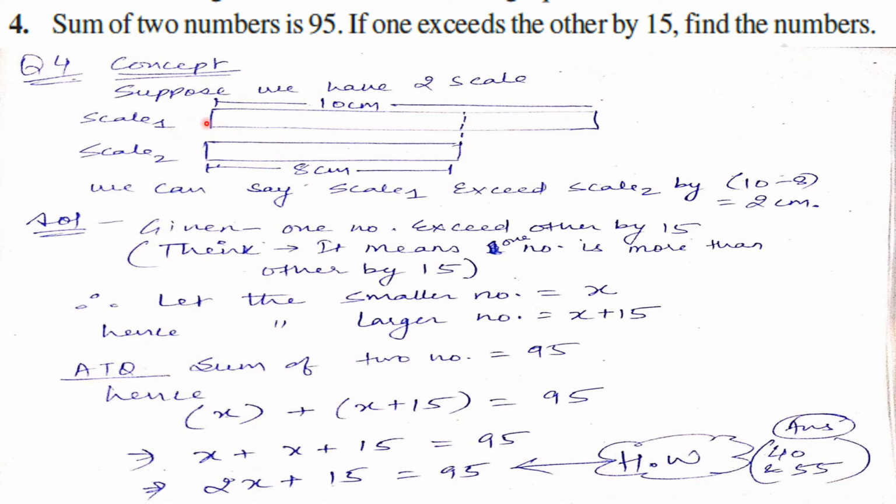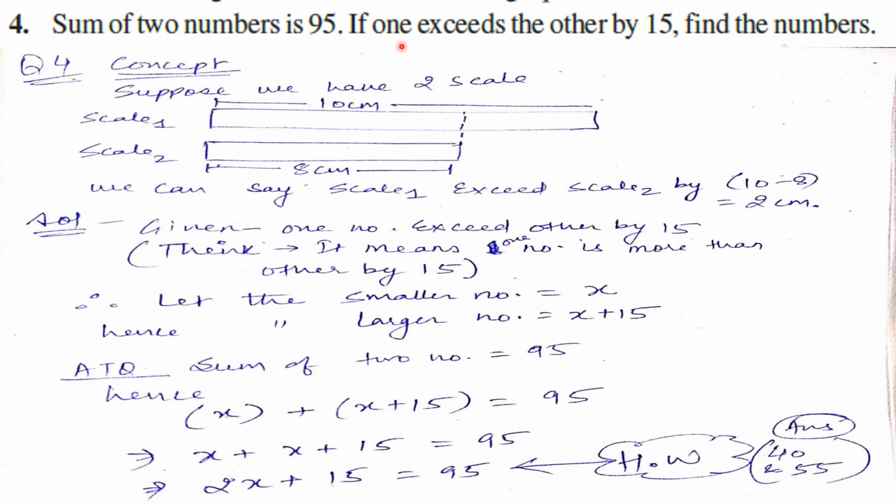Suppose scale 1 is 10 centimeter and scale 2 is 8 centimeter. We can just see that scale 1 is larger than scale 2 by how much? 10 minus 8, that is 2 centimeter. So we can say scale 1 exceeds scale 2 by 2 centimeter. Got it? This is the meaning of this thing.